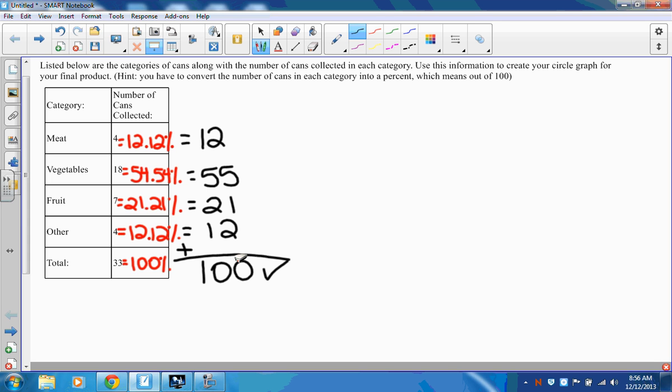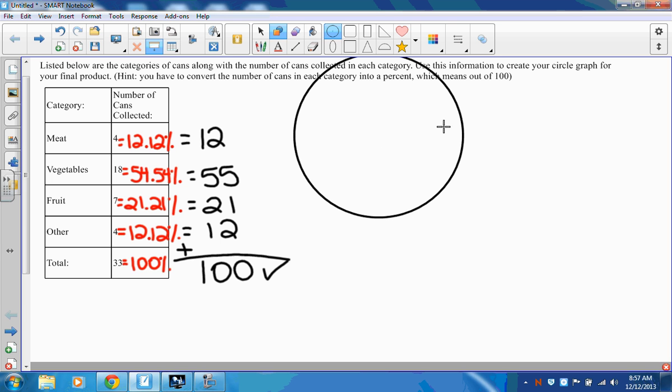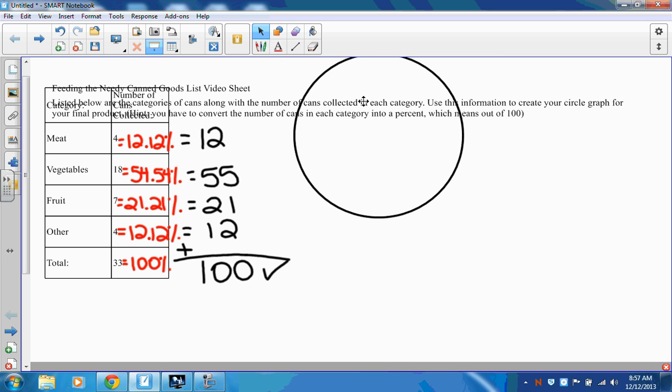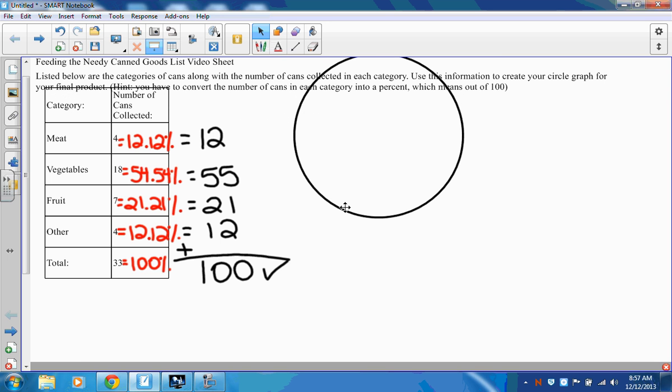Now let's create that circle graph. First of all, you're going to start off with a circle. So you have a circle, which I'm going to try to move.